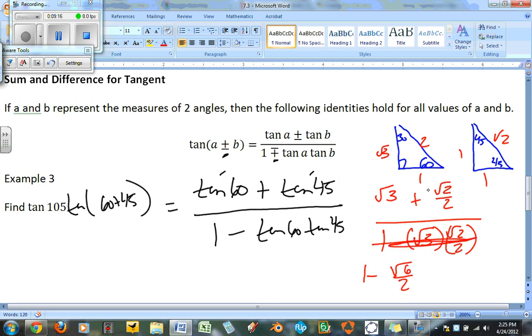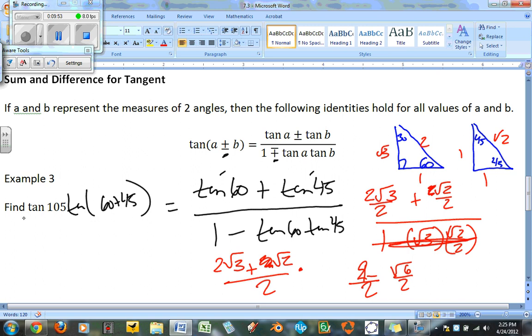And up top, if we want to get a common denominator, this would be 2 square root of 3 over 2. So we would have 2 square root of 3 plus 2 square root of 2 all over, or no, not 2 square root of 2, just square root of 2, all over 2. And we can simplify this farther if we want. If we wanted to get a common denominator here, it'd be 2 minus the square root of 6. I'm messing up now. I hope I'm not confusing you.